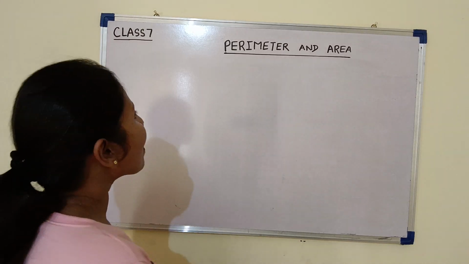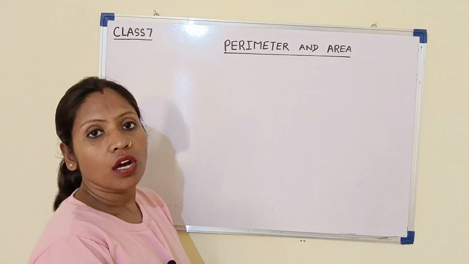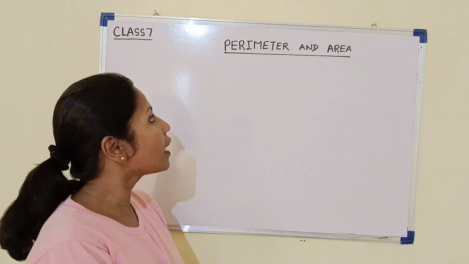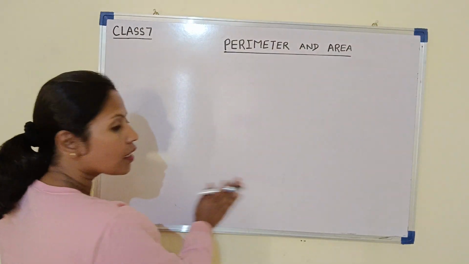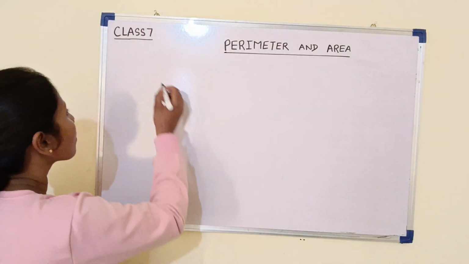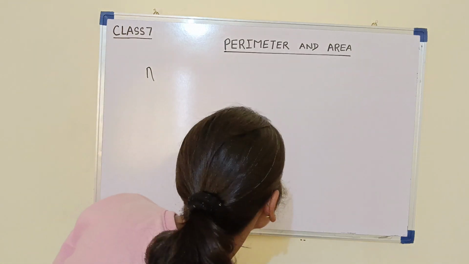So let's talk about the perimeter and area. We have learned about the perimeter and area of triangle, square and rectangle. So let's revise once and then we'll move to the next topic. Let's talk about the perimeter first.